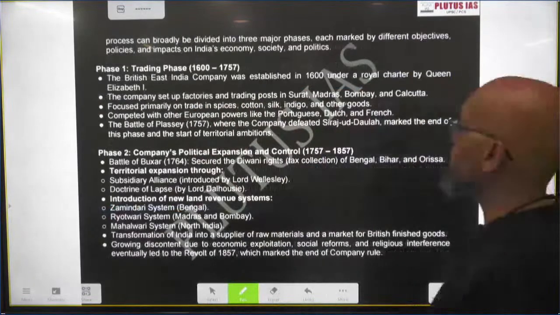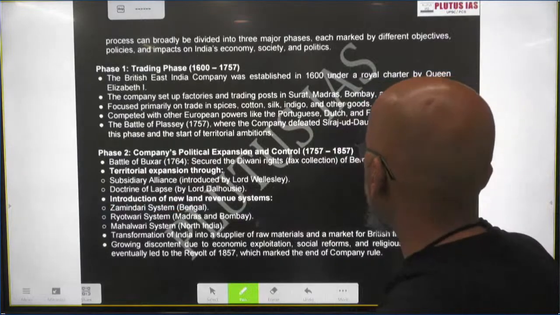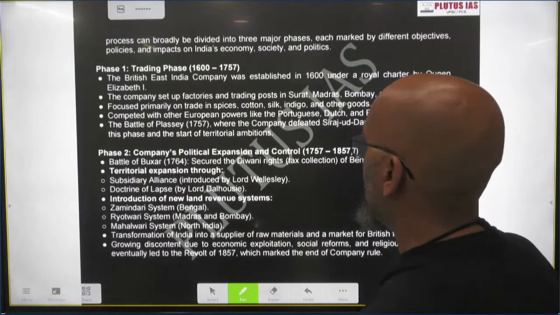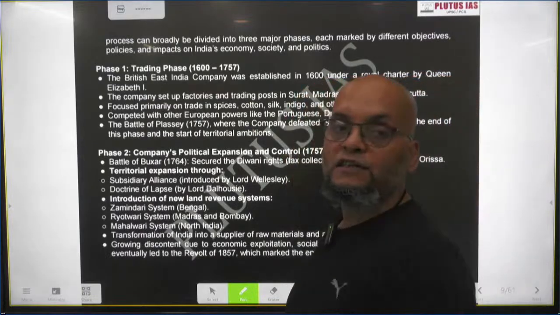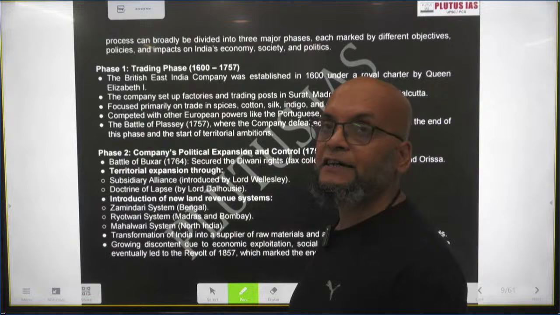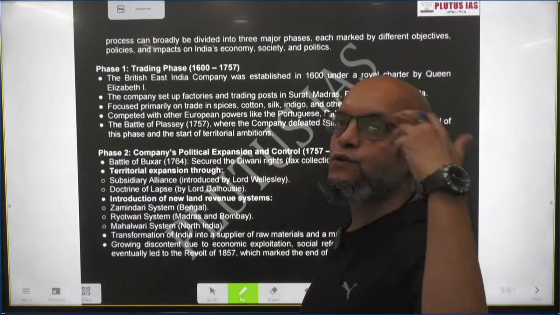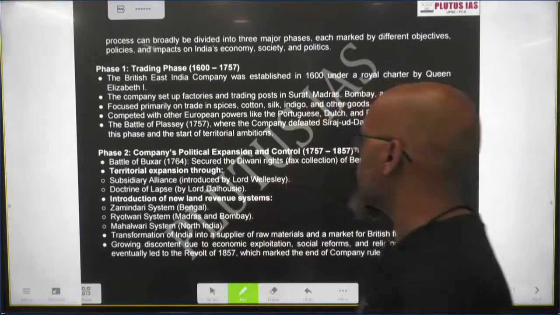This process can broadly be divided into three major phases, each marked by different objectives, policies and impacts on India's economy, society, and politics. So the entire period of British rule can be segregated into three phases. Each phase has its own policy, own motive, and own modus operandi. So first is phase one.